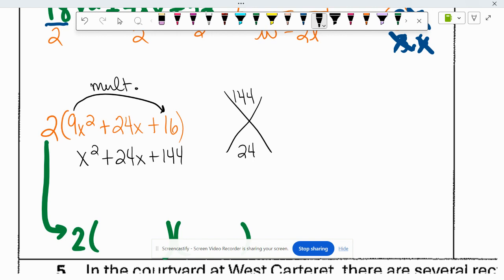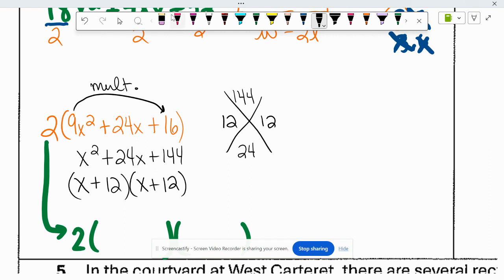So then hit second graph. What are they, Jansen? You've got it. 12, yeah. 12 and 12. Good job. Let's see. So 12 times 12 is 144, and 12 plus 12 is 24. So x plus 12 times x plus 12. So that's our factoring portion.